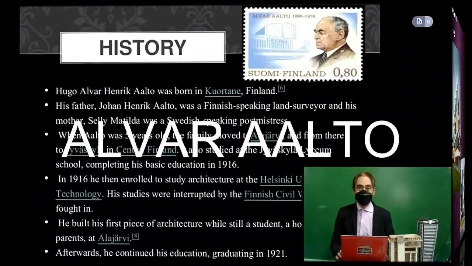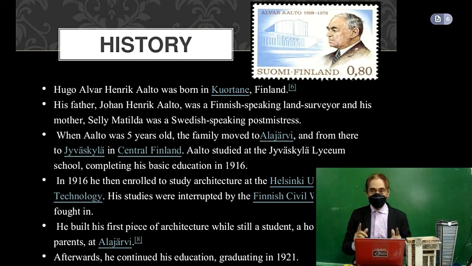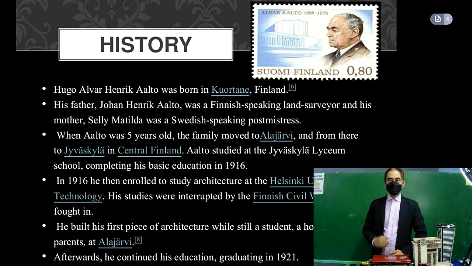History: Hugo Alvar Henrik Aalto was born in Kuortane, Finland. His father, Johan Henrik Aalto, was a Finnish-speaking land surveyor, and his mother, Selly Matilda, was a Swedish-speaking postmistress. When Aalto was 5 years old, the family moved to Alajärvi and from there to Jyväskylä in central Finland.